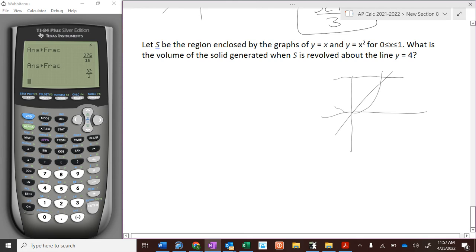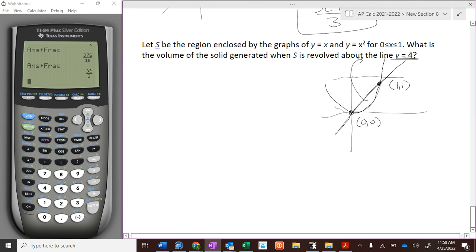Let S be the region enclosed by the graphs y equals x, that's this line right here, y equals x squared, that's a parabola here, and the line y equals 4. Now, where did these two intersect? They intersect at 1, 1, right? They intersect down here at 0, 0. We're going to revolve around the line y equals 4.